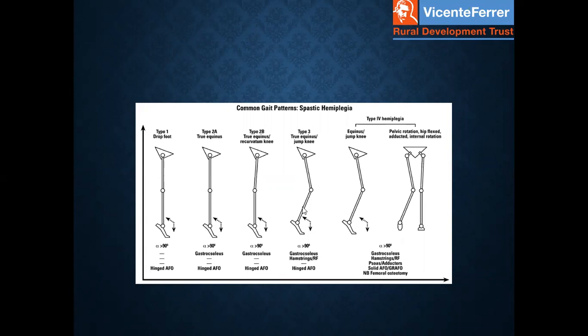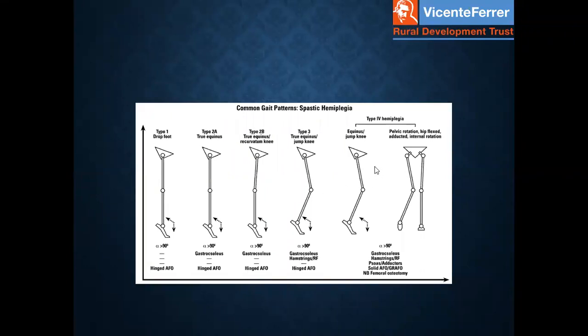In type 3, along with the spasticity in the gastrosoleus, the muscles which help in plantar flexion of the foot, if they are spastic, it results in the true equinus. Along with the spasticity of the gastrosoleus, if there is spasticity of the hamstring muscles, it results in a jump knee gait. So along with the true equinus, there is a jump knee also. So this is type 3 spastic hemiplegia.